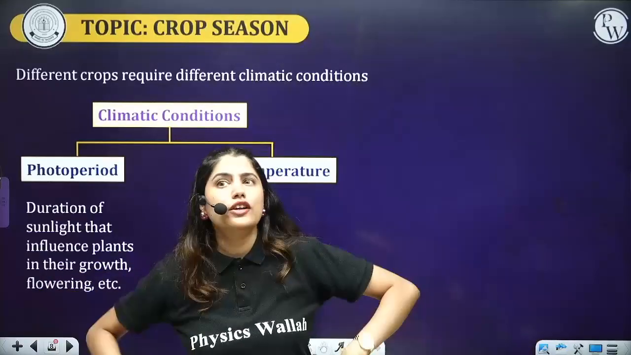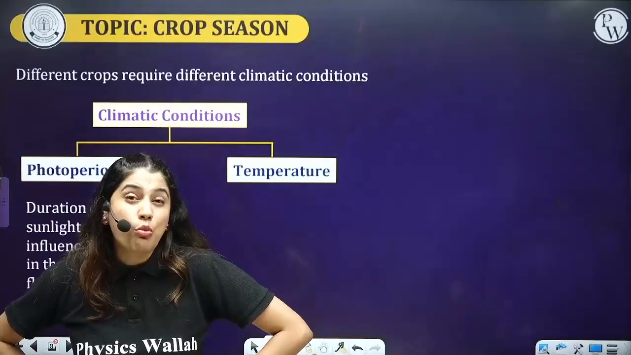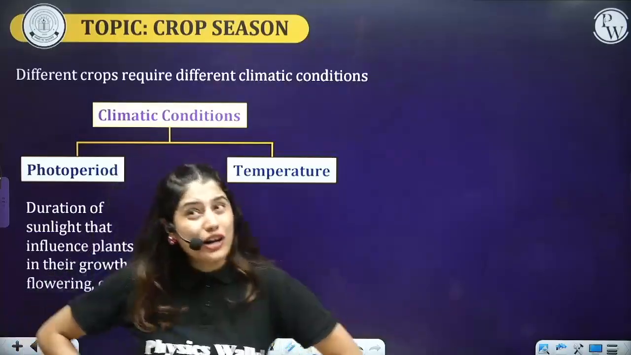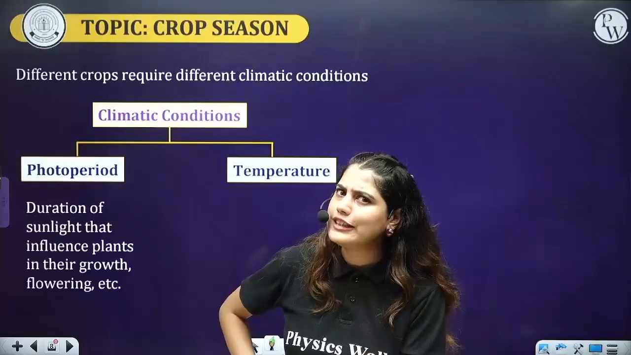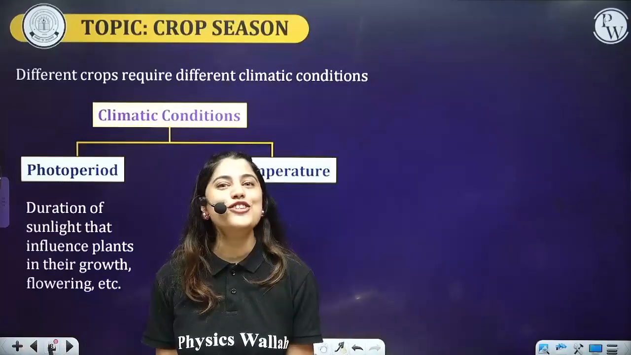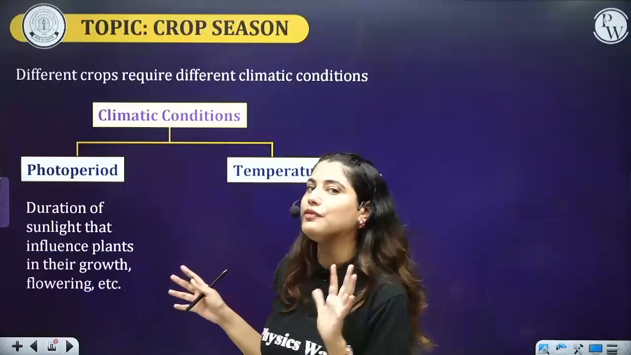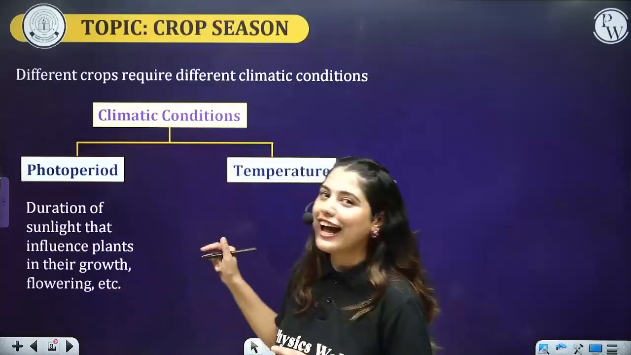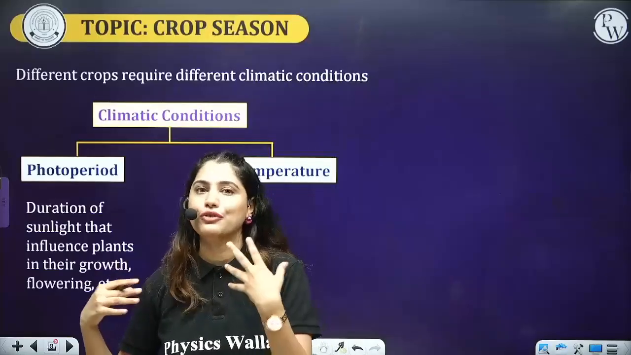One crop will be like, I want more water. One crop will be like, I want more summer season. One will be like, I want winter season. Just like you have different favorite seasons, right? Right now the monsoon season is going on, and what is my favorite season? My favorite is, by the way, winters, right? So just like we have different favorite seasons, crops also have different favorite seasons.